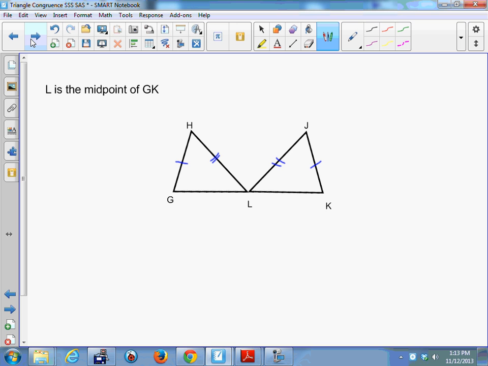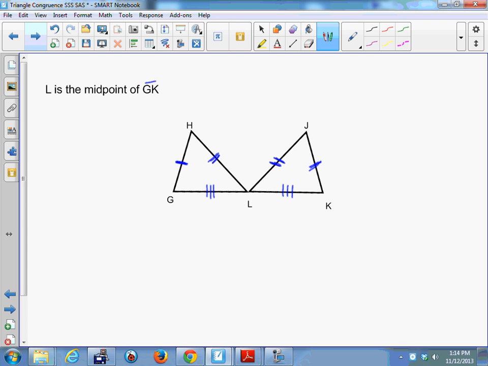So in this case, we have a few things up there, and it doesn't tell us. We have one side here, these congruent marks here, and then we have L is the midpoint of line segment GK. What that means is L cuts it in half. So then we could say GL is congruent to LK, and then we can say that those triangles are congruent.